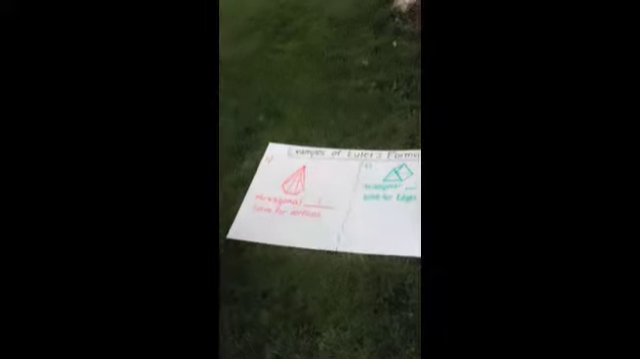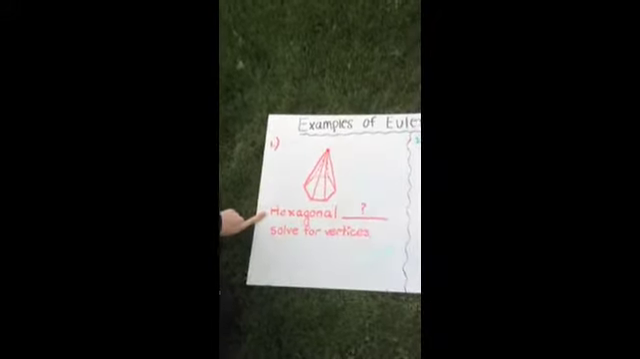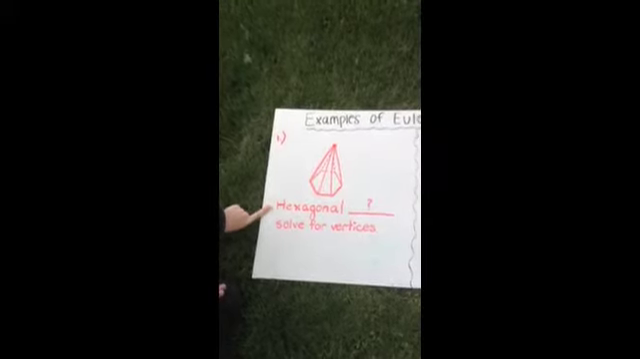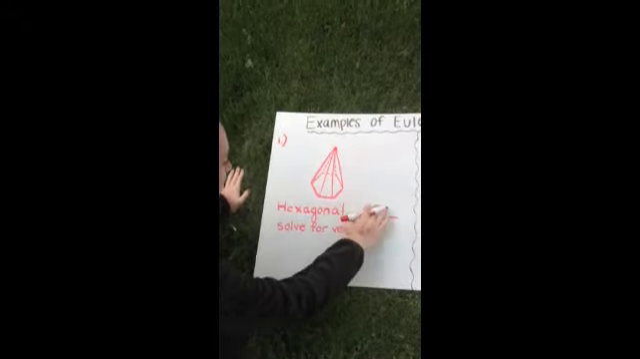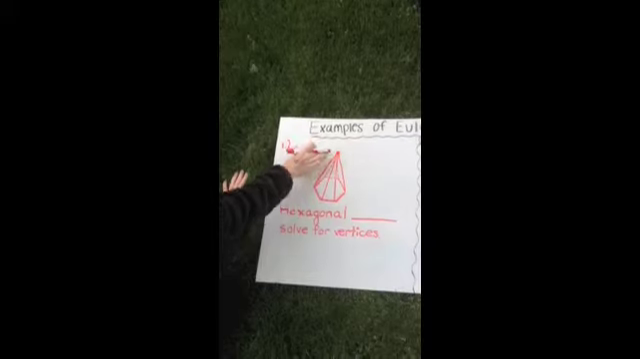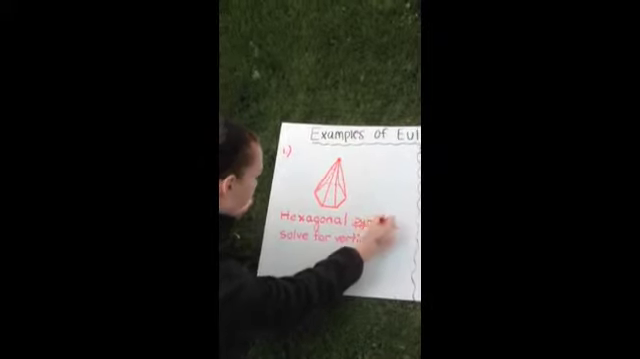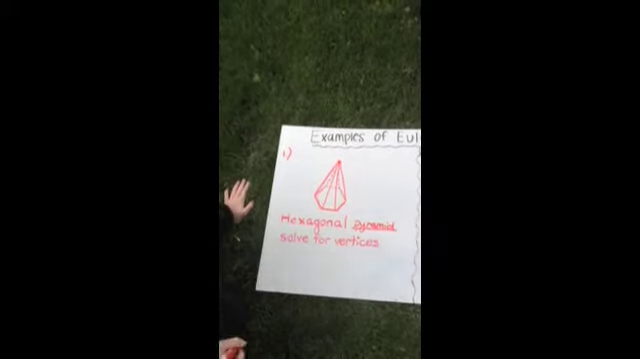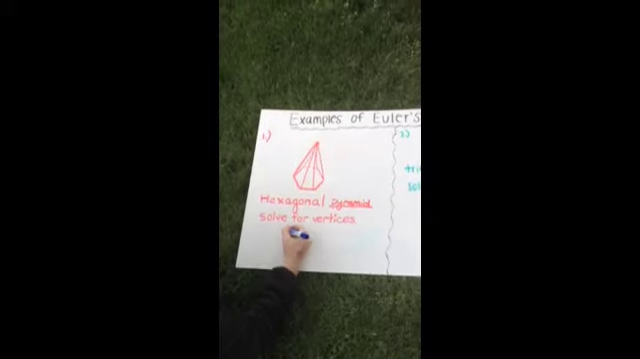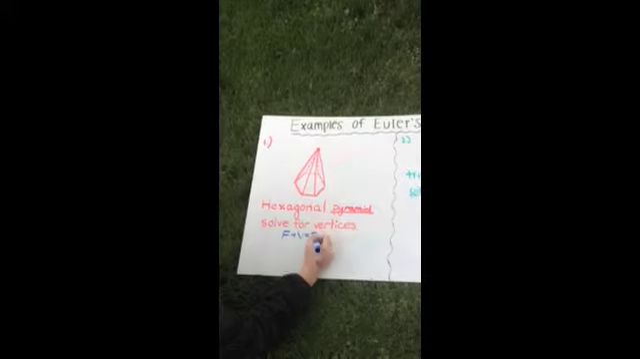I'll be solving number 1. Would number 1 be a hexagonal pyramid or a hexagonal prism? That's right, a hexagonal pyramid, because it has one base, that's the hexagon, and all of the triangular faces meet at one common point. Now we're going to solve the problem using Euler's formula of F plus V equals E plus 2.